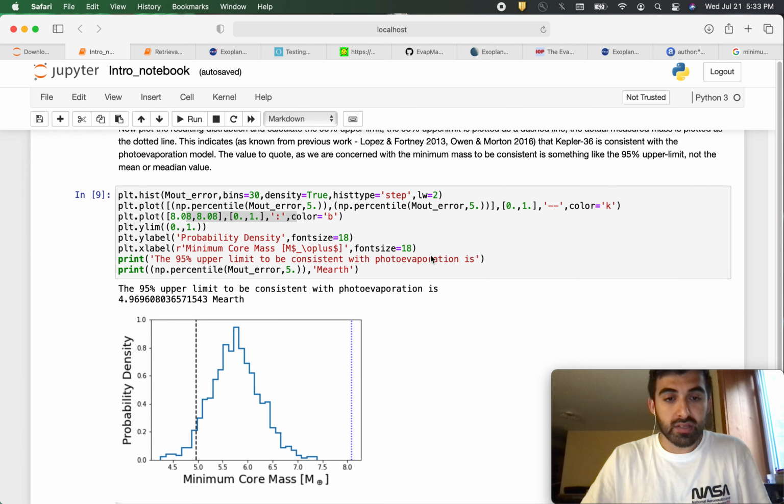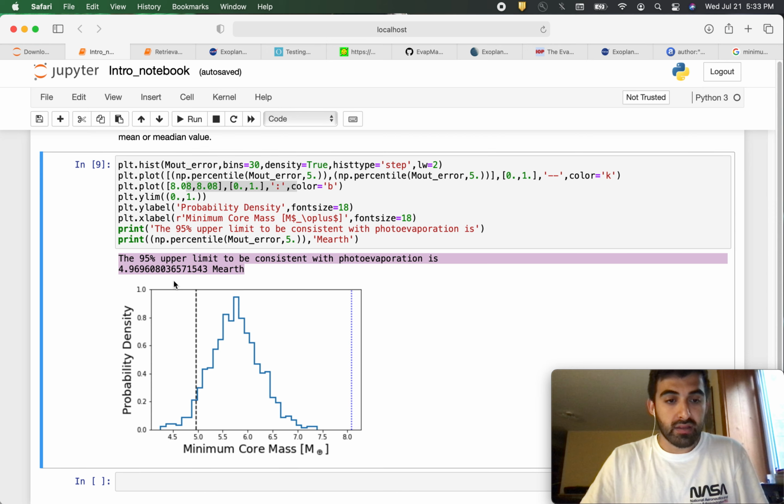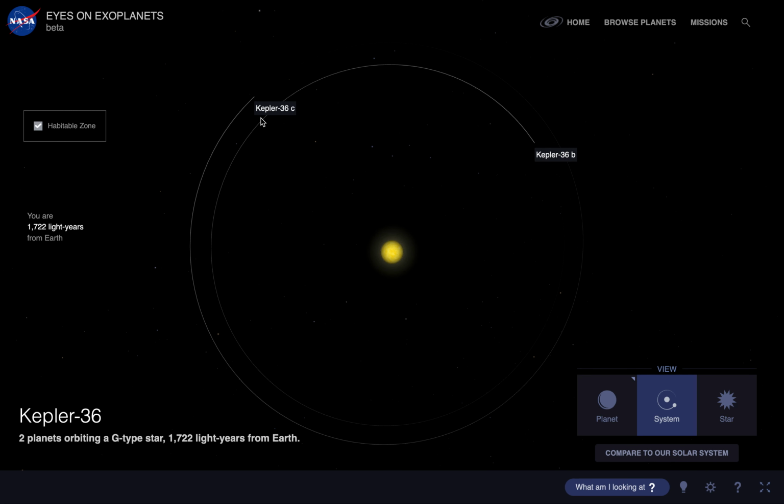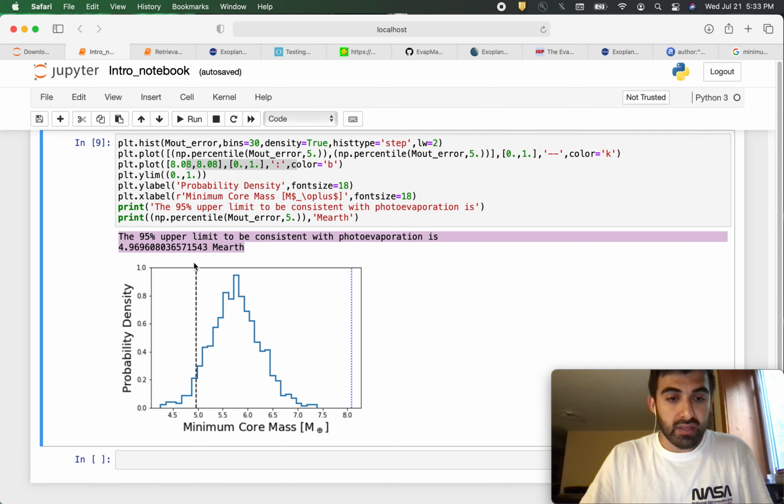Now we can go ahead and make a histogram. So here in our histogram, we have concluded that the 95% upper limit to be consistent with the photoevaporation model is 4.96 Earth masses. In other words, for Kepler-36c to maintain its atmosphere, it needs to be at least 4.9 Earth masses. That is shown here by this black dashed line, and the actual mass of Kepler-36c is this blue dotted line, which is about 8.08 Earth masses.